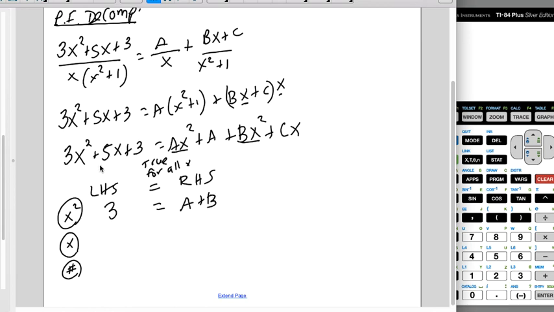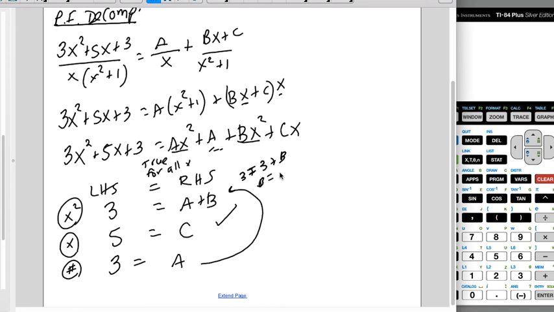On the left-hand side, my x term is a 5. On the right-hand side, the only term that only has an x is c. So now I know c is 5. On the left-hand side, the only constant term is a 3. On the right-hand side, the only constant is an a, so I now know a is 3, right? And once I know a is 3, that means that b has to be 0, right? Because 3 equals 3 plus b is 0, all right?